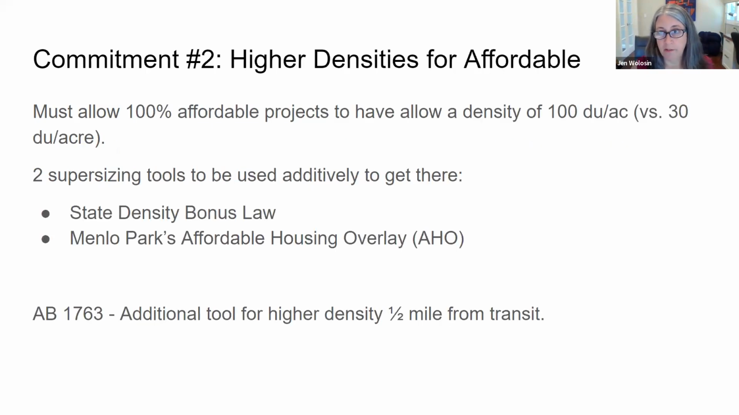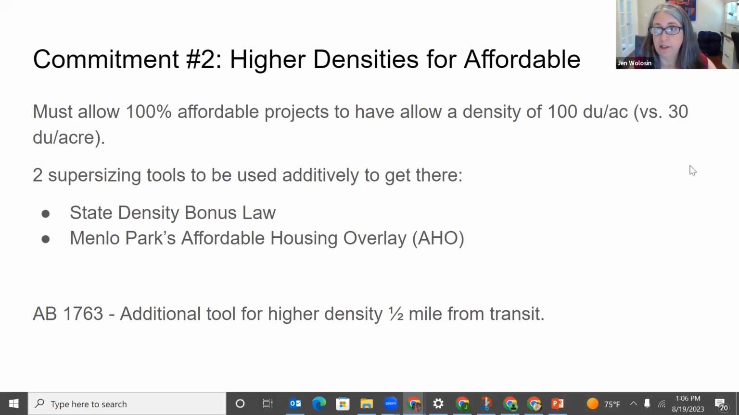Another major commitment that we've made with our housing element sites is that even though the base density on those sites is 30 units an acre, if the development is 100% affordable, we've made a commitment that we will allow up to 100 units an acre for development on those sites.